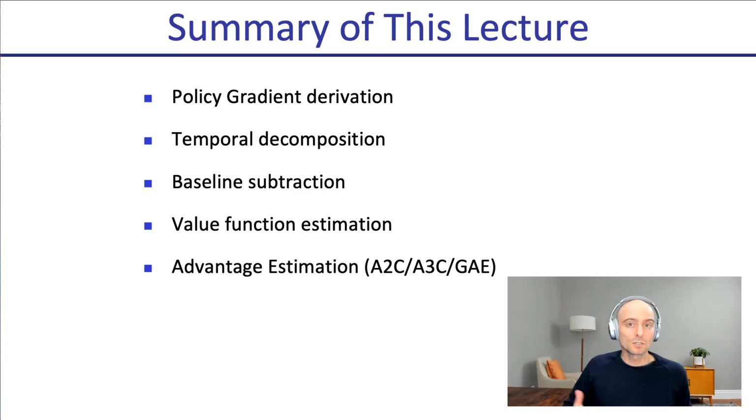We saw that we want to reduce variance by subtracting a baseline. We saw multiple types of baselines. Most intuitive and most often used is a value function baseline. So we then looked at value function estimation, the value of the current policy. We saw many ways to do that directly based on Monte Carlo estimates or bootstrapping. And then we also looked at more sophisticated advantage estimations with A3C and GAE.